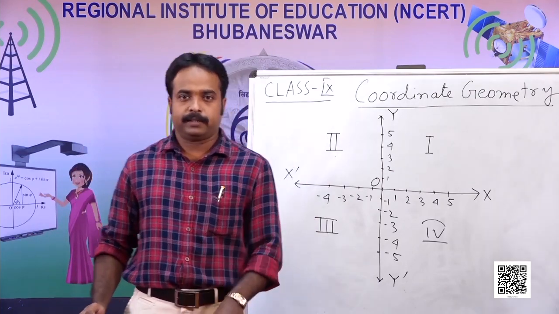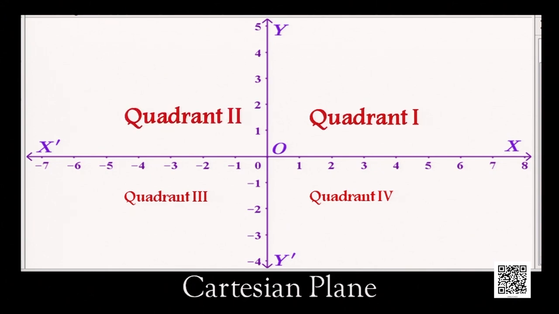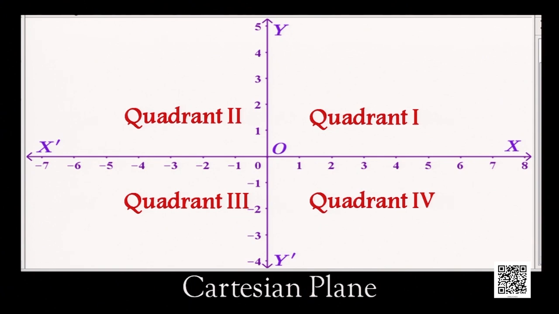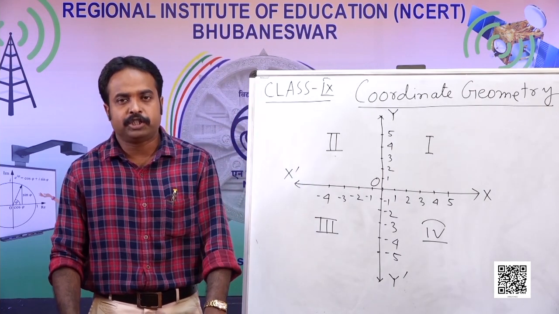In the first quadrant, x is positive and y is also positive, so both x and y are positive. In the second quadrant, you may see that x is negative but y is positive. In the same way, you can easily identify that in quadrant 3, both x and y are negative. And what about quadrant 4? Here, x is positive and y is negative. So now you are getting some idea about coordinate geometry.